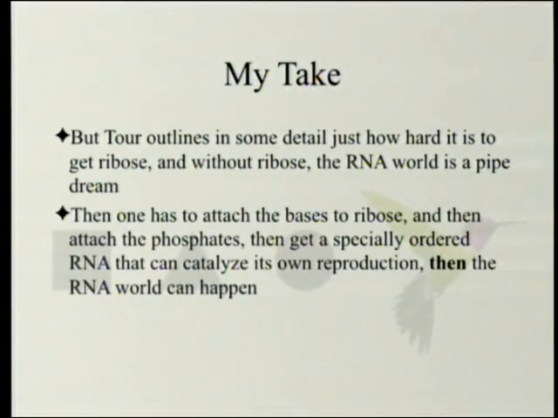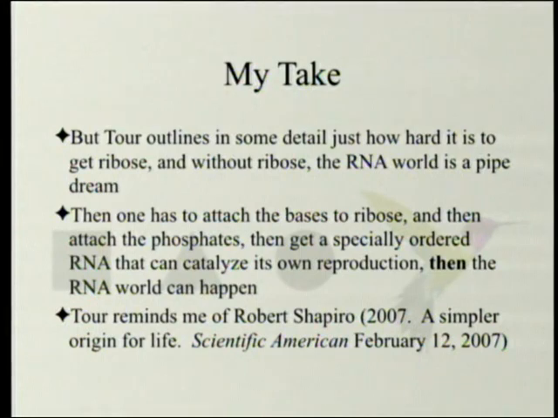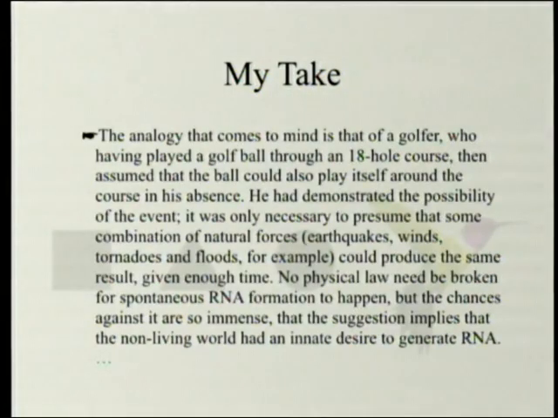Then, once you get ribose, you have to attach the bases to ribose and then attach the phosphates, or maybe vice versa, in a different order, and then get a specially ordered RNA that can catalyze its own reproduction, and then the RNA world could theoretically happen. Tour reminds me of reading Robert Shapiro in 2007, that's Scientific American for those who are interested. It's available on the internet, and I forgot to put the reference there.